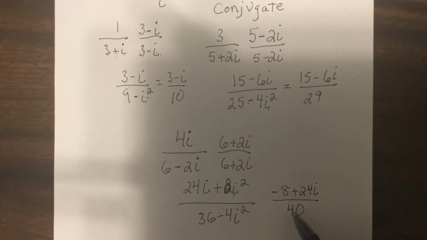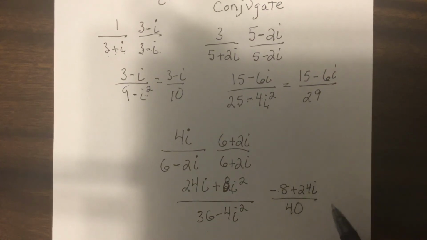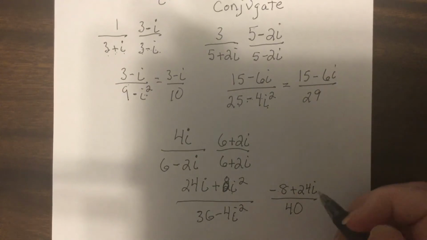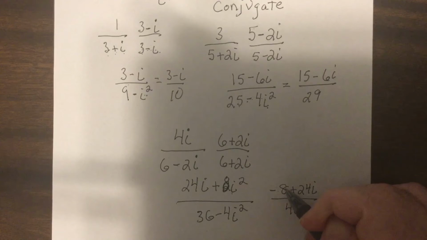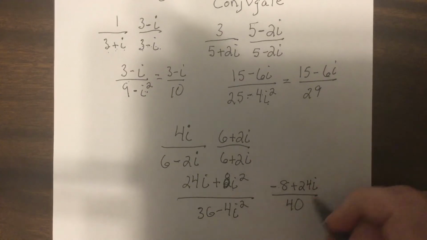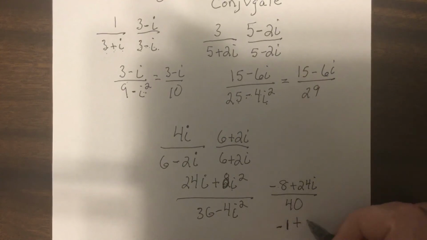Then is there a number that goes into all three terms? If there is, we can divide by that number. If there's not, then you can't. But there is, isn't there? 8. So I'm going to divide everything by 8. We'd have minus 1 plus 3i over 5. Whee!